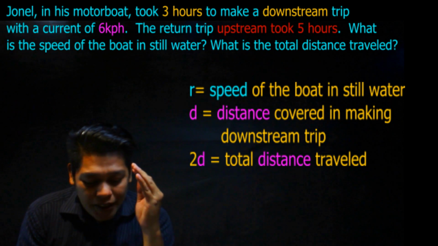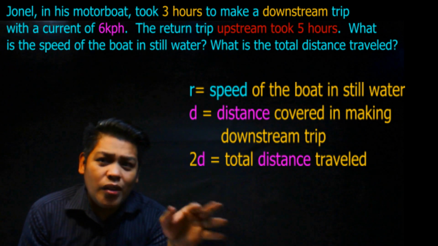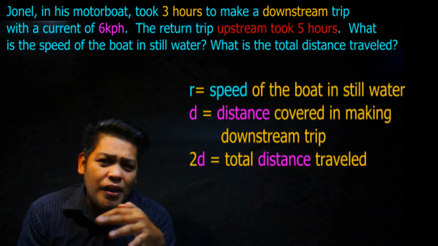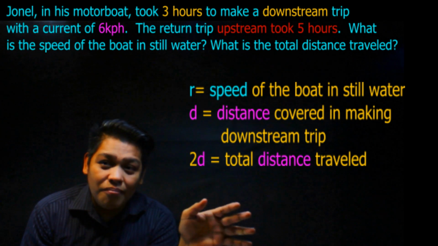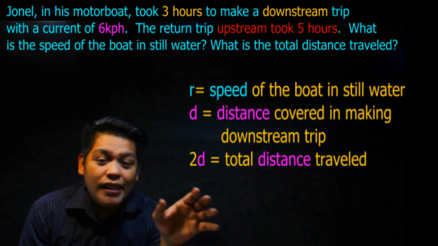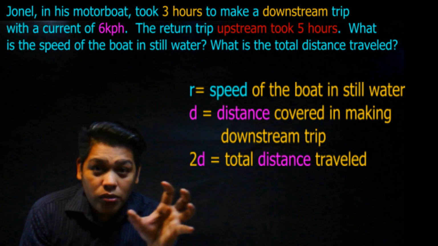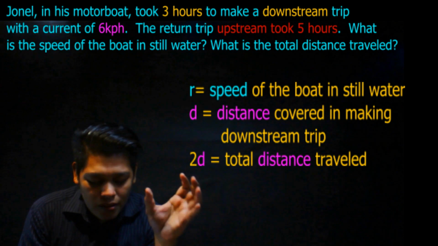Let R be the speed of the boat in still water. When you say still water, yung parang wala siyang current. Hindi kasama yung current, hindi katulong yung current. Yung water sa stream, hindi katulong. So, what is the speed of boat ni Junel?